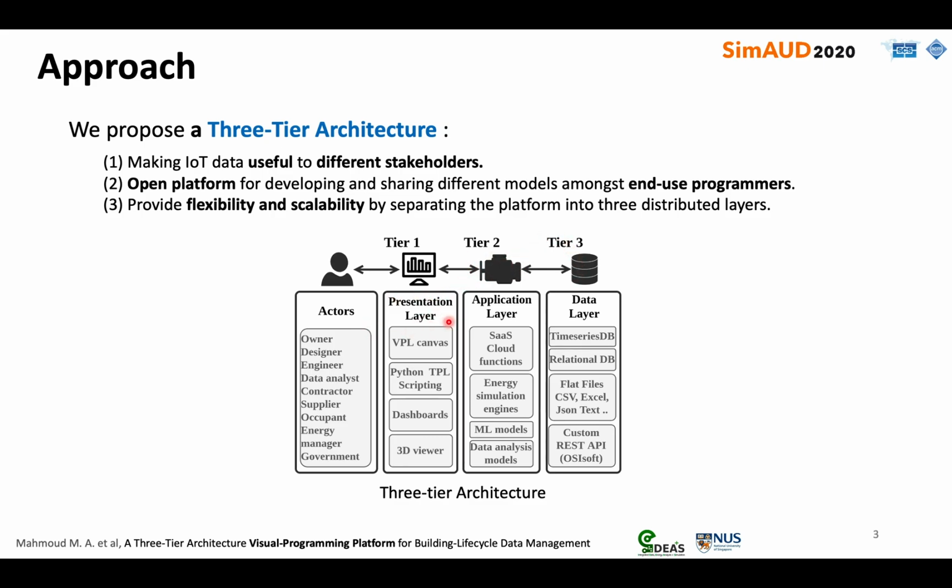The first layer is called presentation layer, which constitutes the user interface side of the application. All human-computer interactions happen on this layer. The second layer is called application layer, which consists of the core engines where component functions and different algorithms run. And finally, the data layer, which consists of database querying, storage, and accessing, and so on.